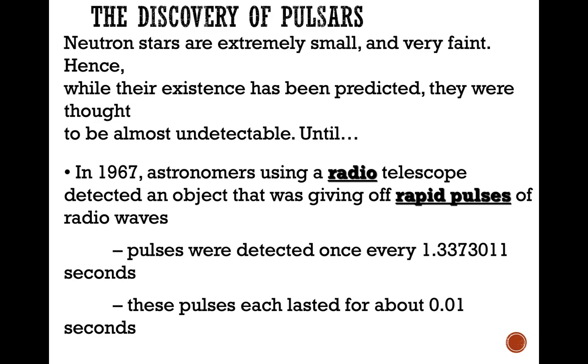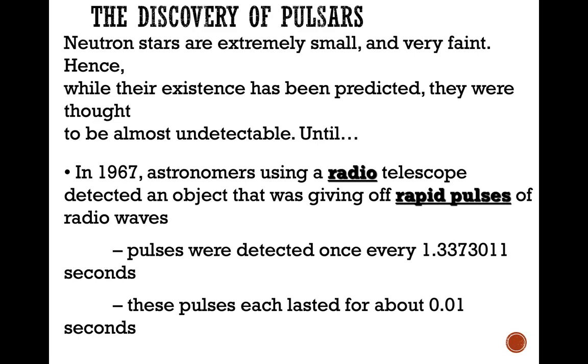Now, while their existence had been predicted, they were thought to be almost undetectable because they are very faint and we don't know a way of detecting those, right? Because they are faint objects. But however, in 1967, astronomers who used a radio telescope detected an object that was giving off rapid pulses of radio waves.